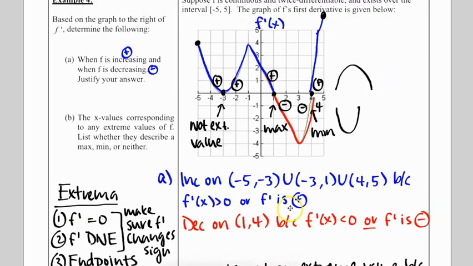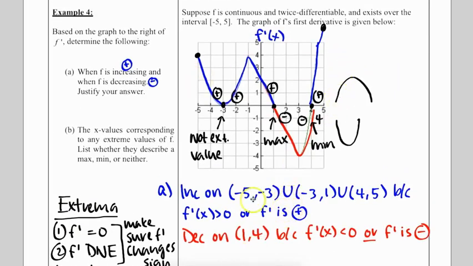Okay, so we have our 3 extreme values, but remember we also have to include endpoints. So let's see what we can say about our 2 endpoints. Looking at -5, I see that to the right of it, we are increasing. Our slope is increasing because f prime is positive. So I had my endpoint, and then to the right, I have a positive slope. So that means that x equals -5 is going to be a local minimum.